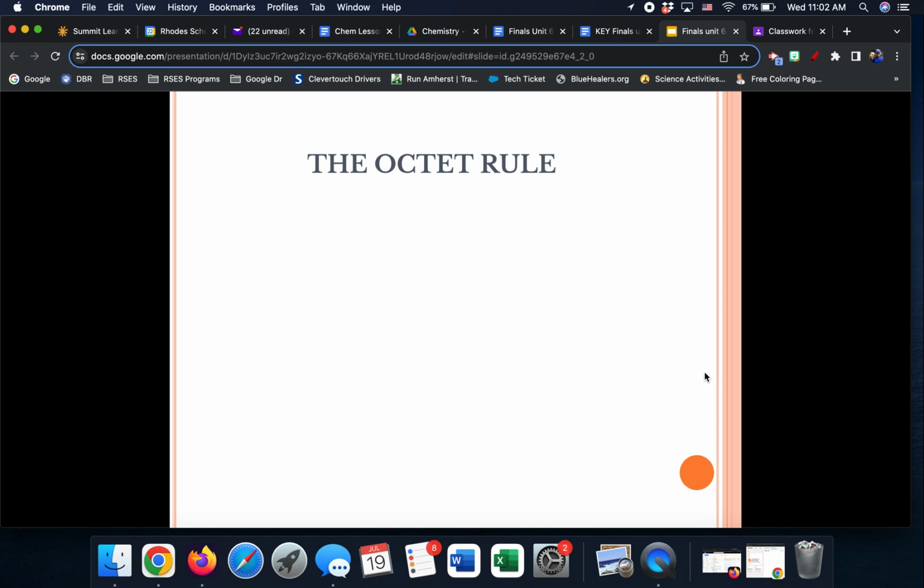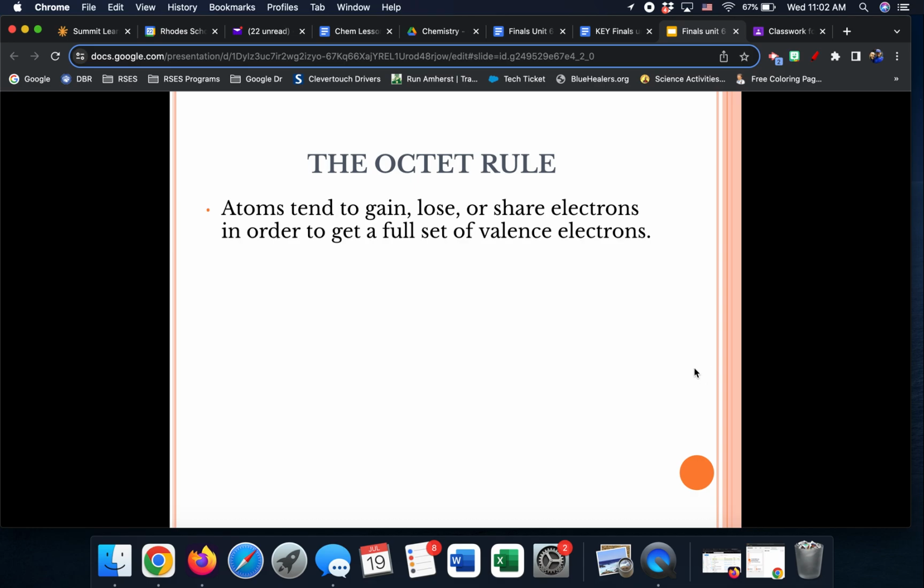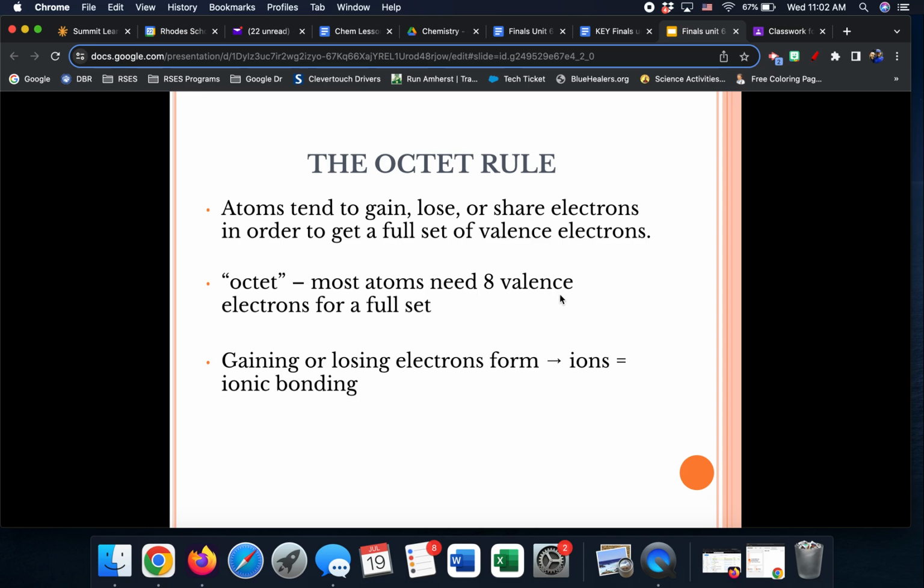Super important, the reason that elements form bonds is the octet rule. Atoms will gain, lose, or share electrons, whatever they need to do, in order to get a full set of valence electrons, that outer level. We know that octet means 8, so we want to get 8 in that outer level, at least when we're talking about the orbitals, which we're not going to here. Just realize we do need that outer energy level full with our valence electrons, and that's why you're going to form bonds if you're an atom.